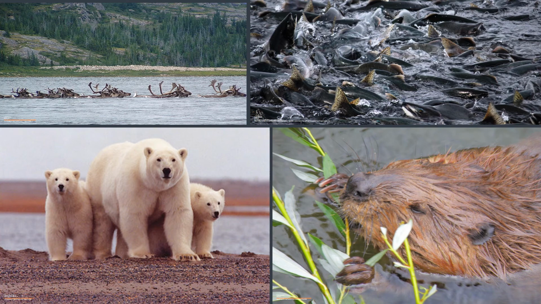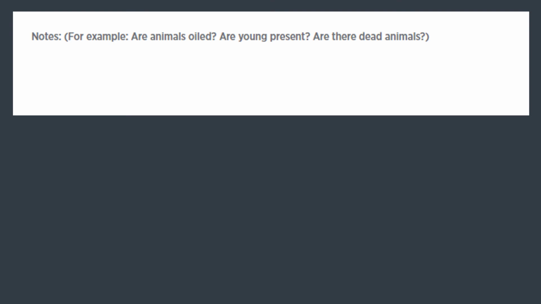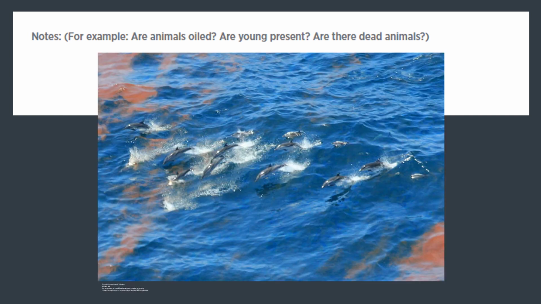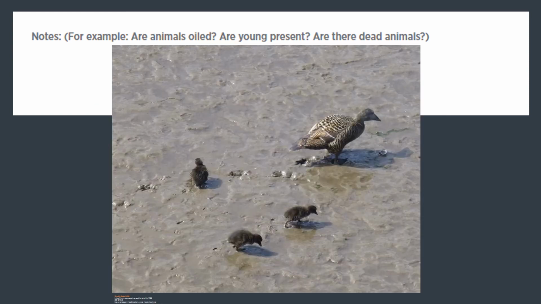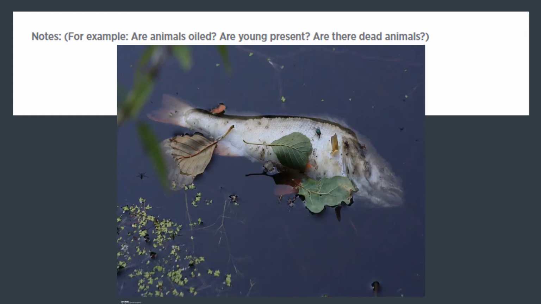please let us know. The last page of the aid has a section to record notes and other observations. This is where you can record other types of animals you see and any additional information about the wildlife near the incident. For example, did you see wildlife swimming in oil? Young animals? Dead animals?